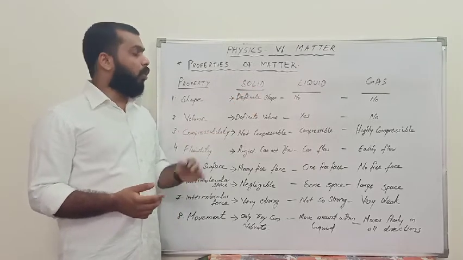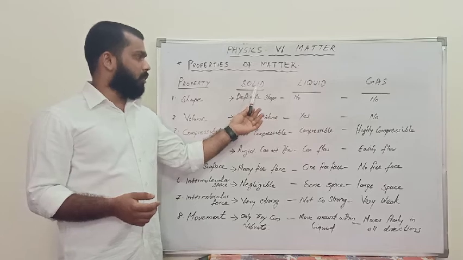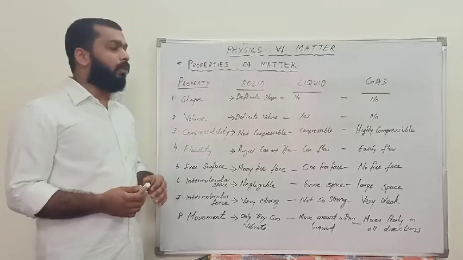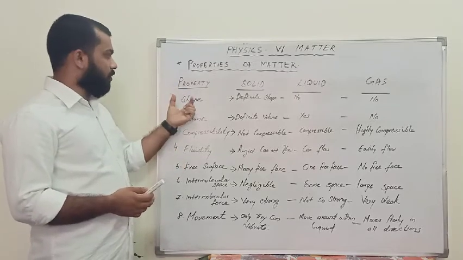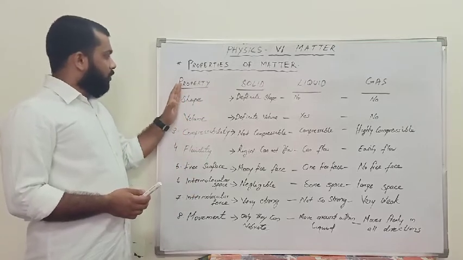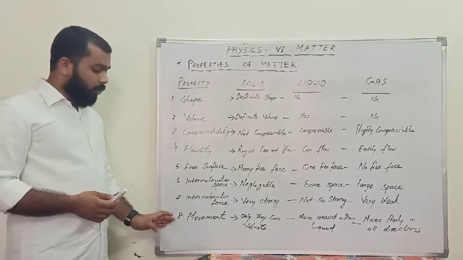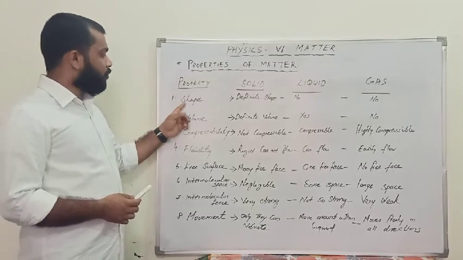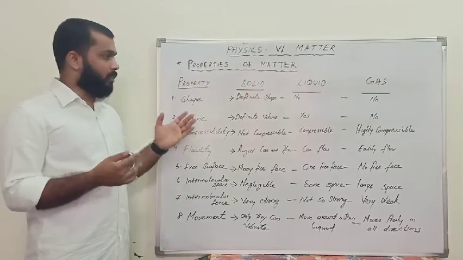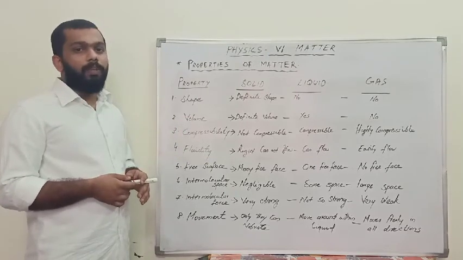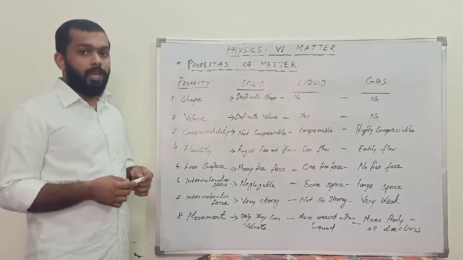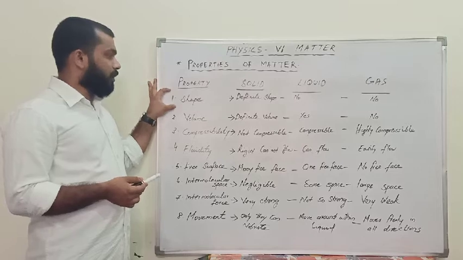We are discussing only the states of matter: solid, liquid, and gas. Now, before starting, I would like to explain the properties. Mainly, there are 8 properties we are going to discuss. The first one is shape. Already you know what the shape of matter is, whether it is a solid, liquid or gas, whether they have any particular shape or not. That's what we are going to discuss in the first property.